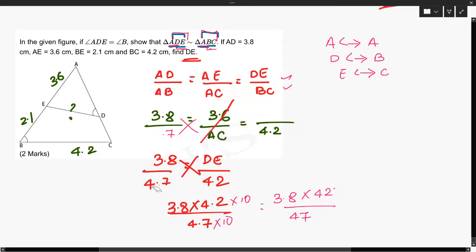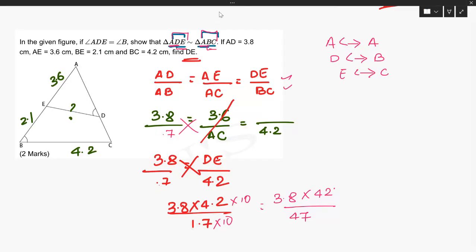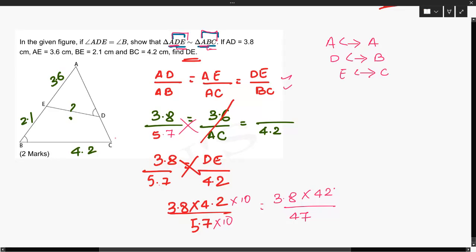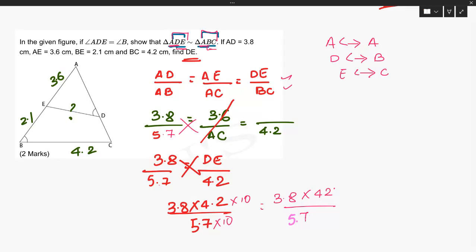Just a minute. This 4.7 is not correct, it is 5.7. No, no. Denominator only, we don't need the decimal point. Numerator, we can have a decimal point, no problem with that. Denominator, it is quite a challenge. This is 5.7, not 4.7. Okay, chalo, let's calculate 57 and 42 in one table.